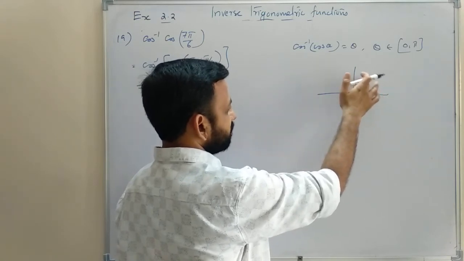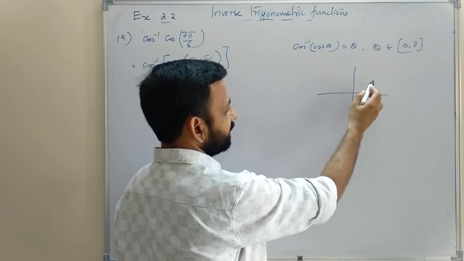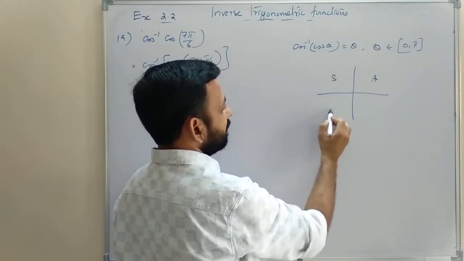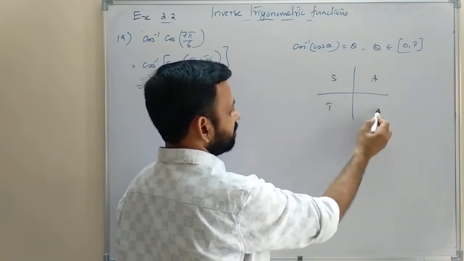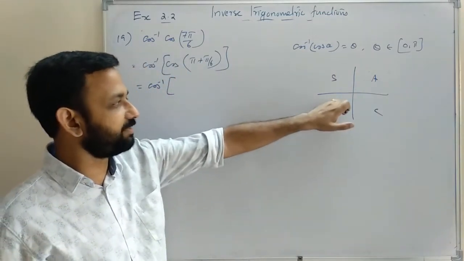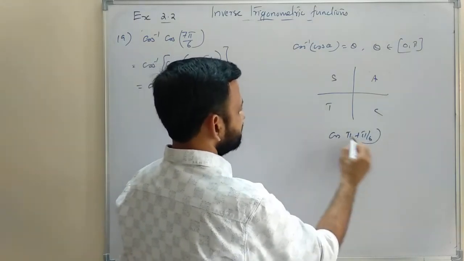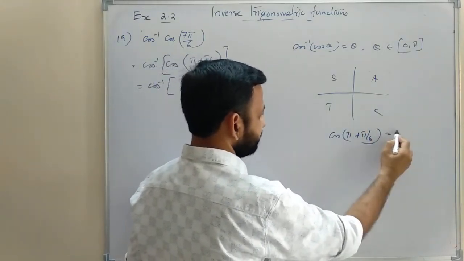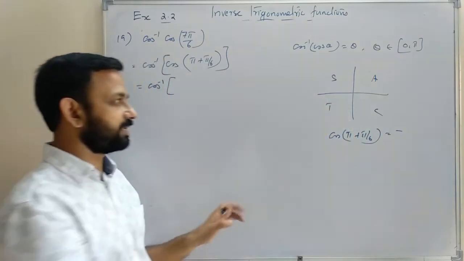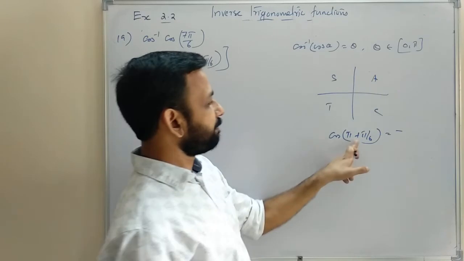First quadrant, second quadrant, third quadrant. π plus is in the third quadrant. In the third quadrant, all students take coffee: only tan is positive, so the rest of the trigonometric functions are negative here. So cos(π + π/6): here the cosine function is negative because this is in the third quadrant.